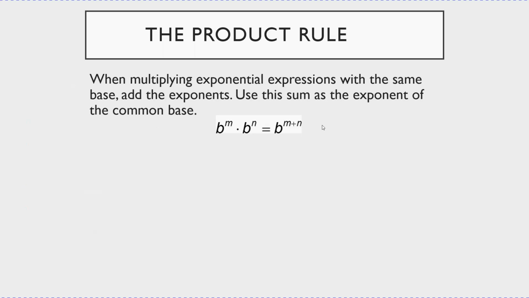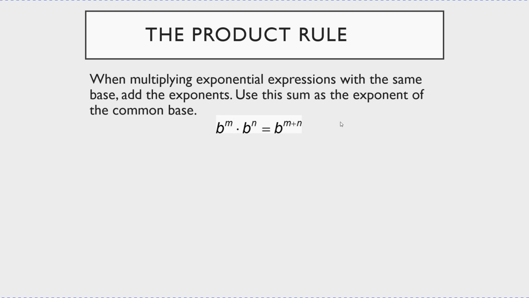Okay, so let's start with the product rule. In multiplying exponential expressions with the same base, they need to have the same base, what you're going to do is add the exponents. So you use this sum as the exponent of the common base. If you have b raised to the m power times b to the n, the b's here are the bases, okay? And you have the exponent m and the exponent n. All you're going to do is take the two exponents and add them.